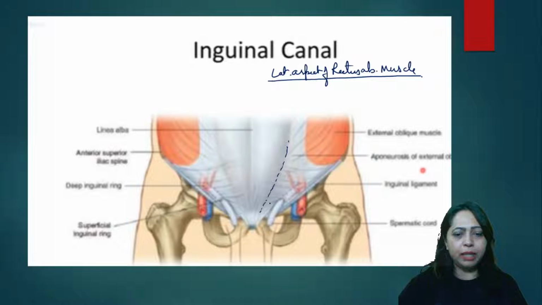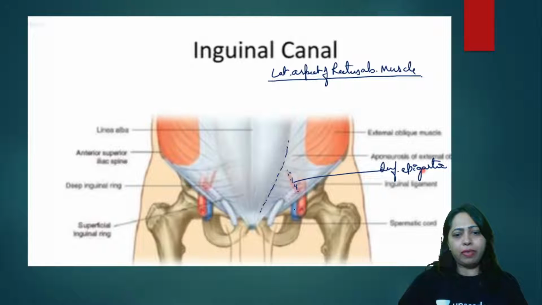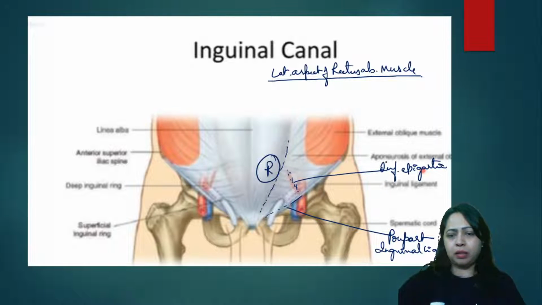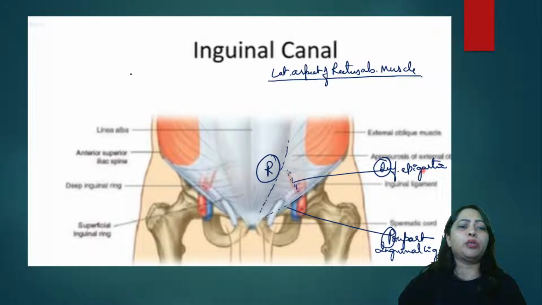Here you just draw a line, and there are other structures like the epigastric vessel. You can see there is an inferior epigastric vessel. And there is one ligament here that is called the Poupart ligament, or the inguinal ligament. So you remember this: rectus, inferior epigastric, and P as Poupart. So what did you get? You got RIP, rip. Okay, RIP.